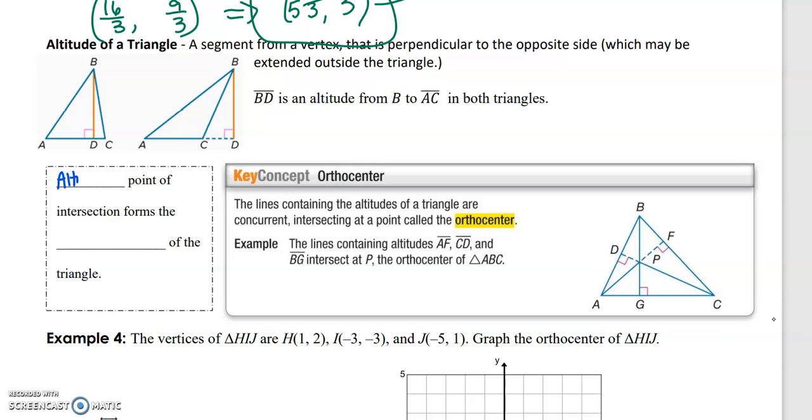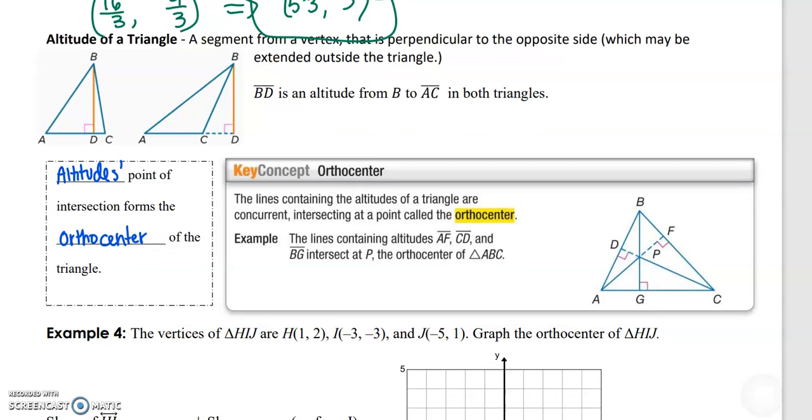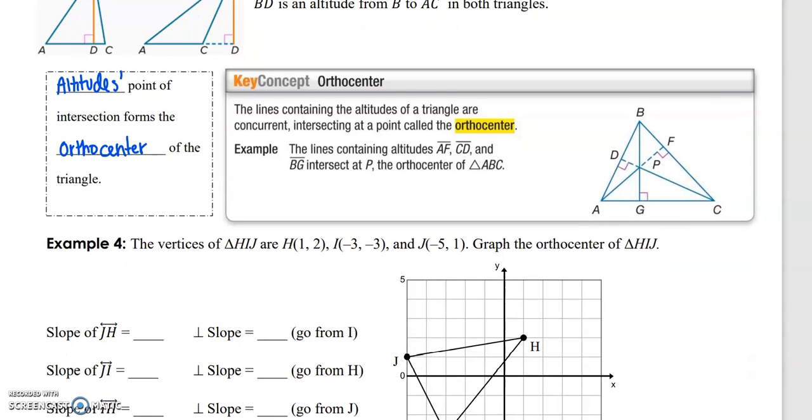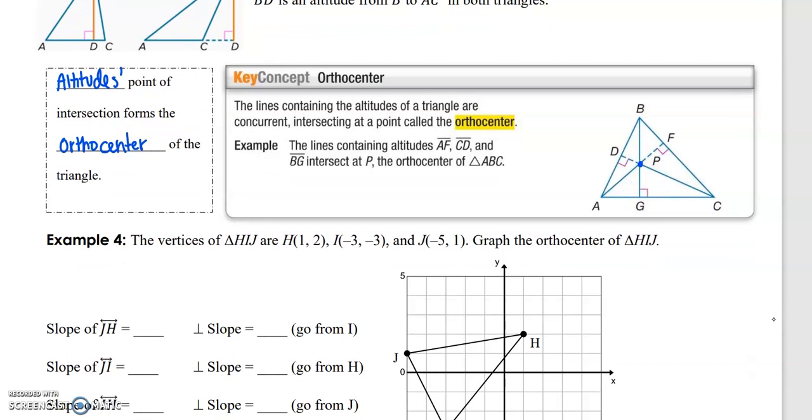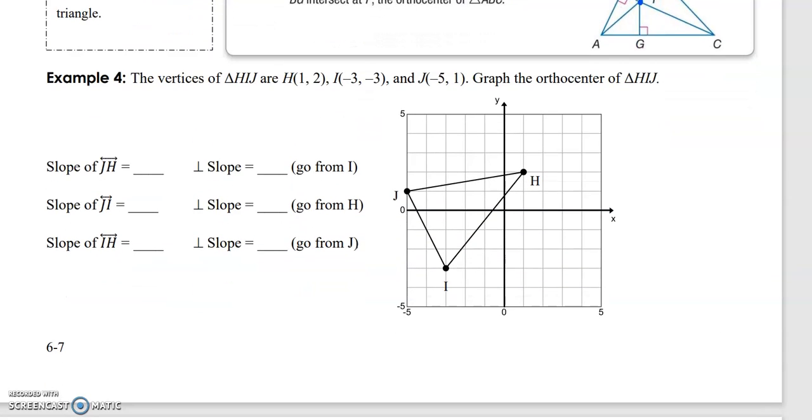And so altitude forms the orthocenter. And so here's our orthocenter, and we are just going straight perpendicular. We are not bisecting, we're just perpendicular. And so on this one, we're just going to graph it. We're not going to actually find it because, again, there's really not an easy way to find it. So we're just going to practice graphing it.